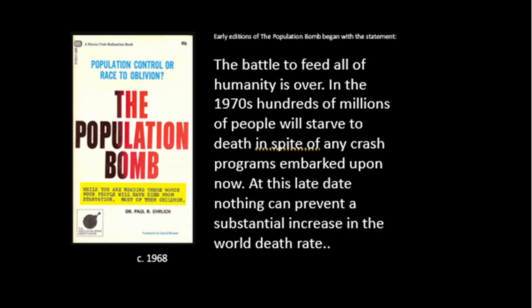All of you are raised on a steady diet of fear. If this thing is happening, the world is over. It's just a matter of time. This book still has its adherents. This book, this idea, still has people today saying we have to lower the population of the earth because we don't have enough food.